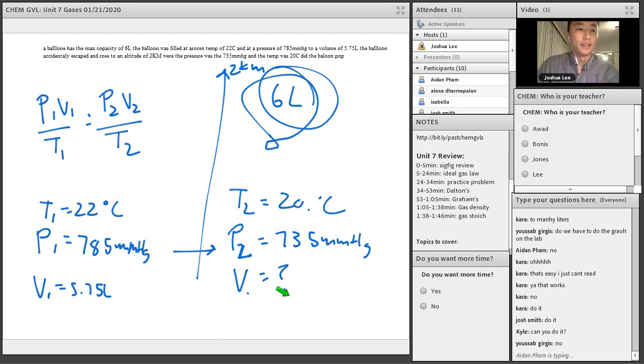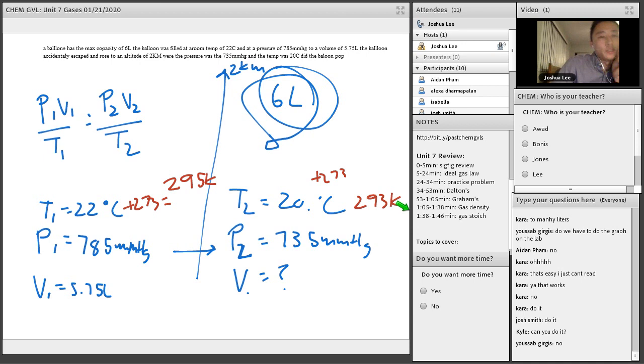All right. So this one is the combined gas law. We just want to make sure our pressures are the same unit, volume the same unit, but temperature has to be in Kelvin. So plus 273. That's 22 plus 273, 295 Kelvin. And 20 plus 273 is 293 Kelvin. Then we just plug a bunch of numbers in, and bada bing, bada boom, you get your answer.